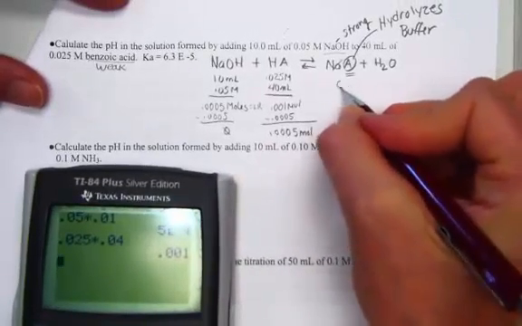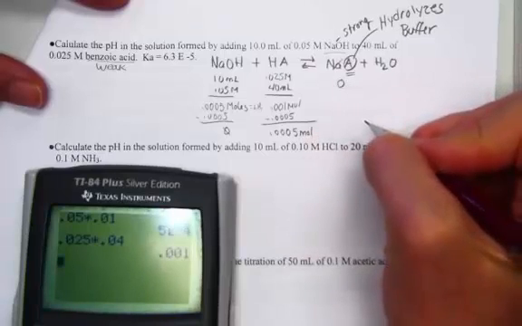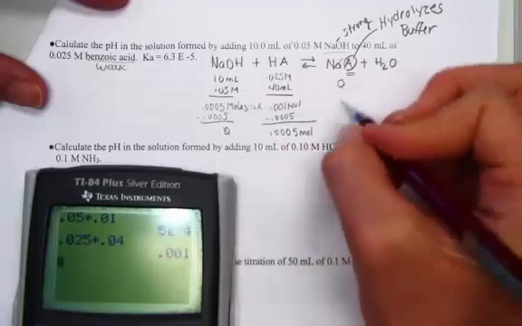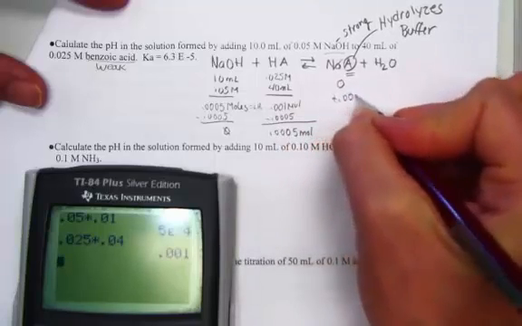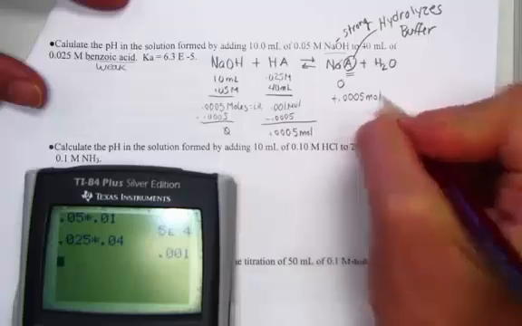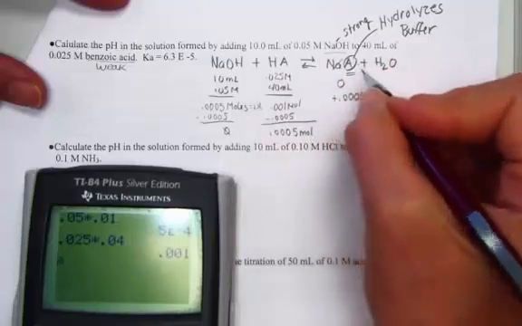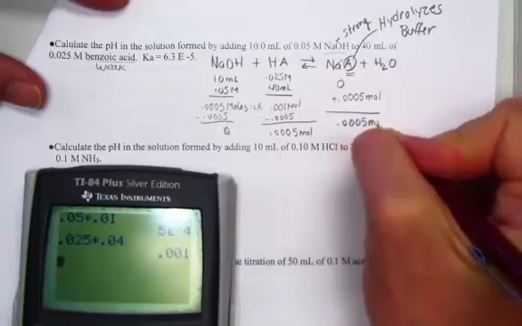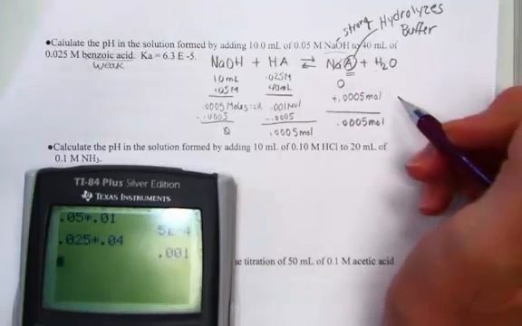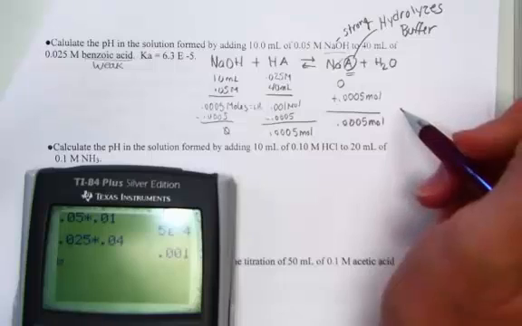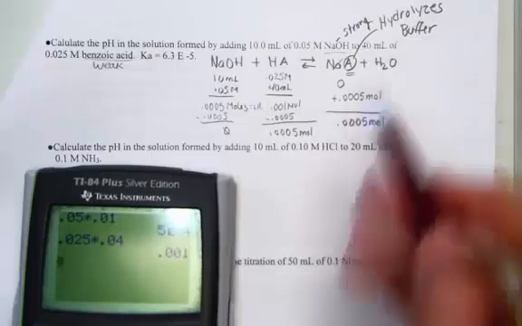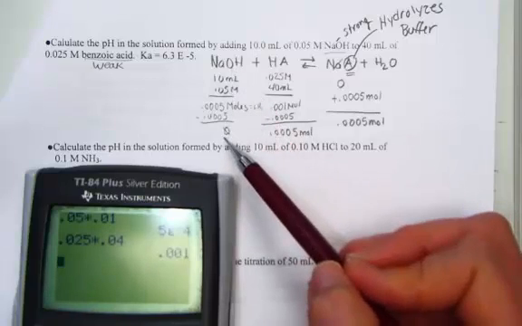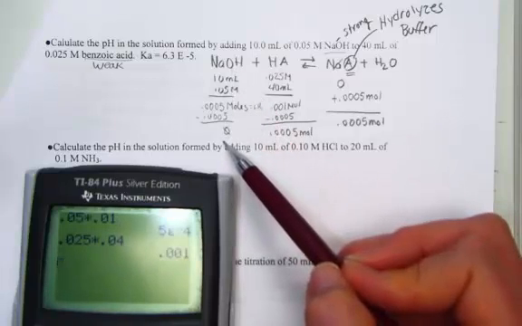Knowing at the beginning of our experiment there were 0 moles of the salt, but the limiting reagent will also produce 0.0005 moles of the acetate, or the benzoate ion. So 0.0005 moles of the benzoate anion have been produced. So here's what we know. The strong base will not affect the pH. It's gone. The limiting reagent completely consumed.